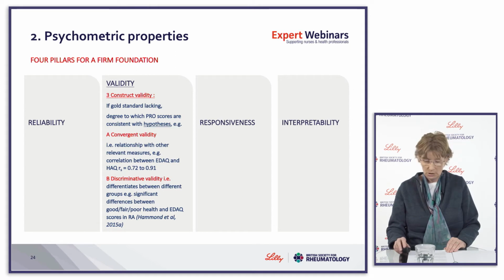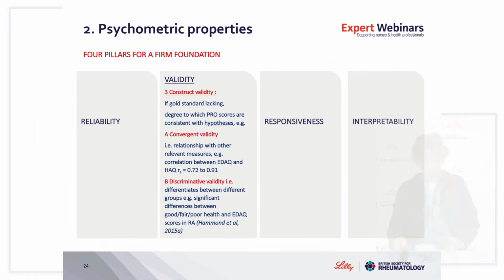Scores on a PROM should correlate with other similar measures. For example, when we developed the Evaluation of Daily Activity Questionnaire, a detailed measure of activity ability, we asked people to complete the EDAC and also the shorter Health Assessment Questionnaire. EDAC and HAQ scores correlated well, demonstrating convergent validity. We also examined EDAC scores of people who said they were in good, poor or moderate health, and EDAC scores were significantly different between these three groups, showing discriminant validity.